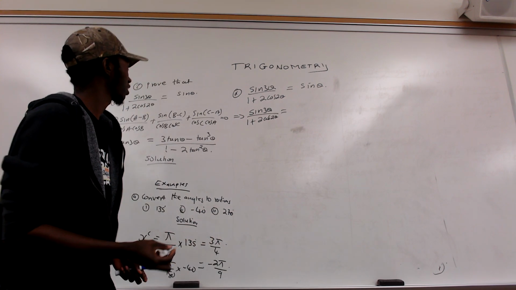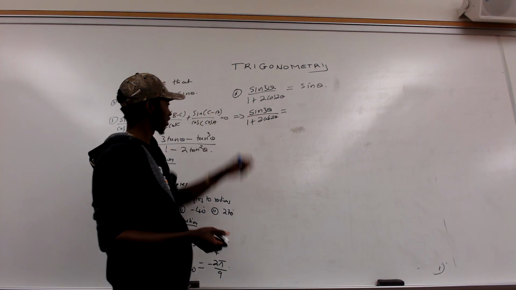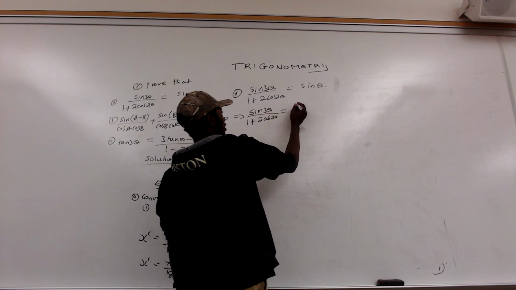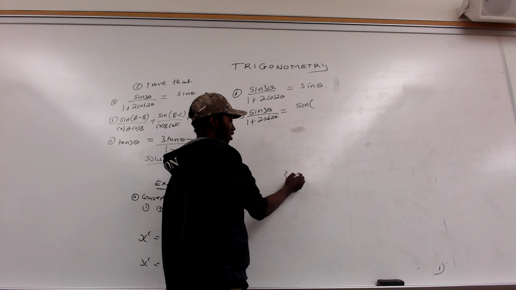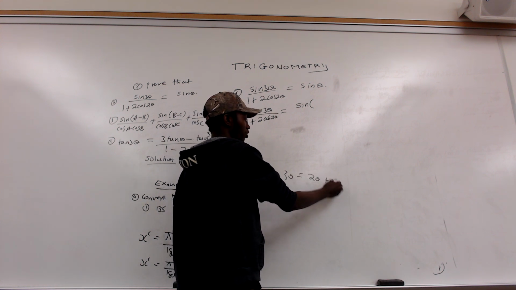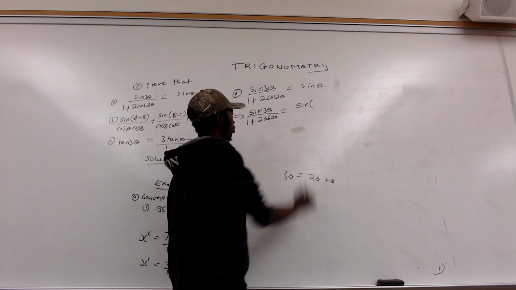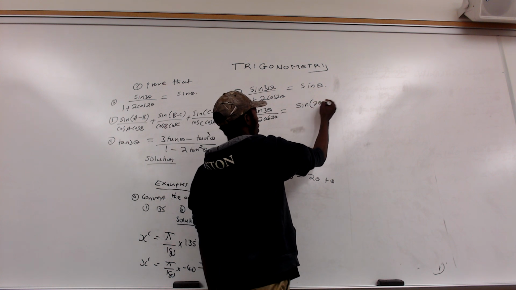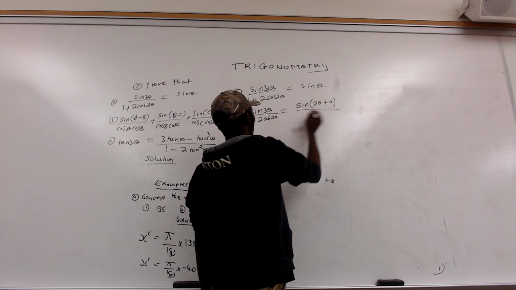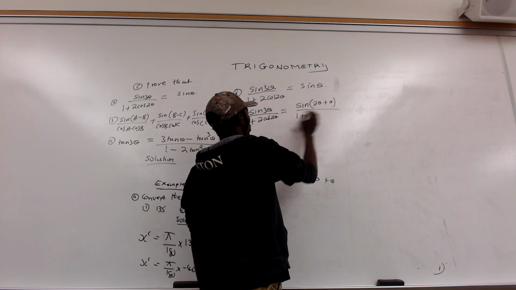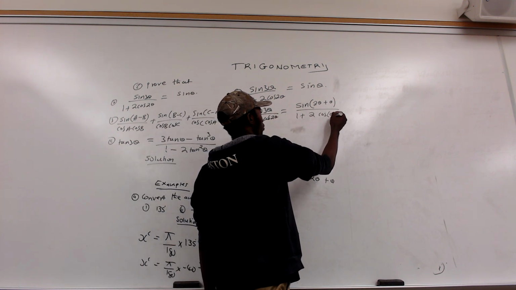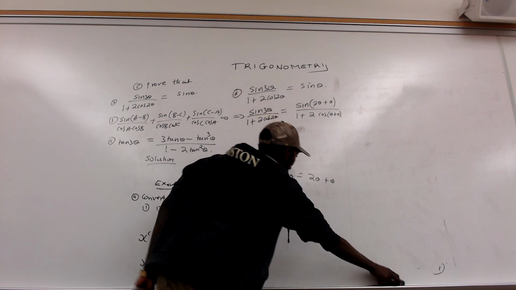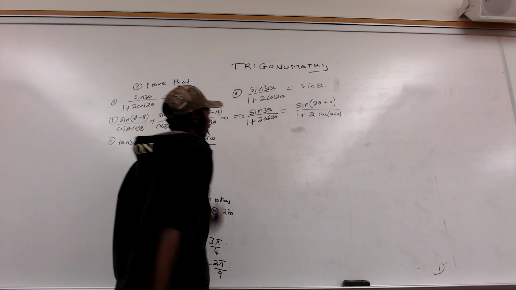If we have that, we need to find the identity for sine 3 theta. Sine 3 theta, we can make it as 2 theta plus theta, right? So this 3 theta is going to be 2 theta plus theta, divided by 1 plus 2. This cos 2 theta, we can do it again, cos into theta plus theta. I think this can be an easy way.